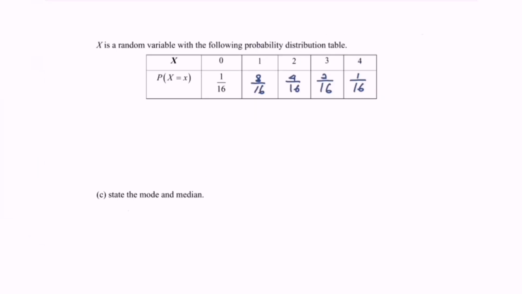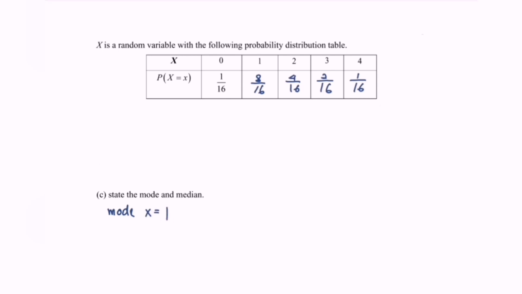So here we have question C. State the mode. So kindly refer to the probability, where the highest probability is the mode. So in here we have 8 over 16 as the highest probability. So the mode will be x is equal to 1.